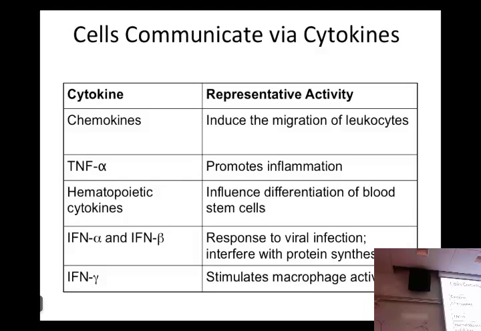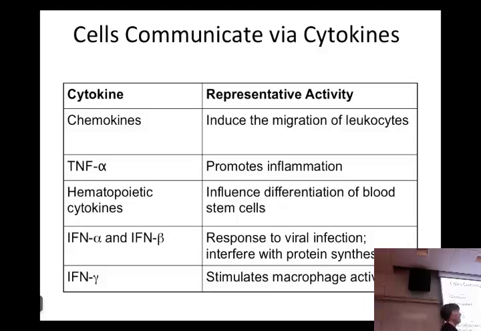So we have chemokines that induce migration of white blood cells. We have tumor necrosis factor that promotes inflammation. That's also discussed in your innate immunity chapter. We have what we call hematopoietic cytokines that are important in talking to the stem cells in the bone marrow to differentiate the right numbers of different kinds of red blood cells and different kinds of white blood cells.